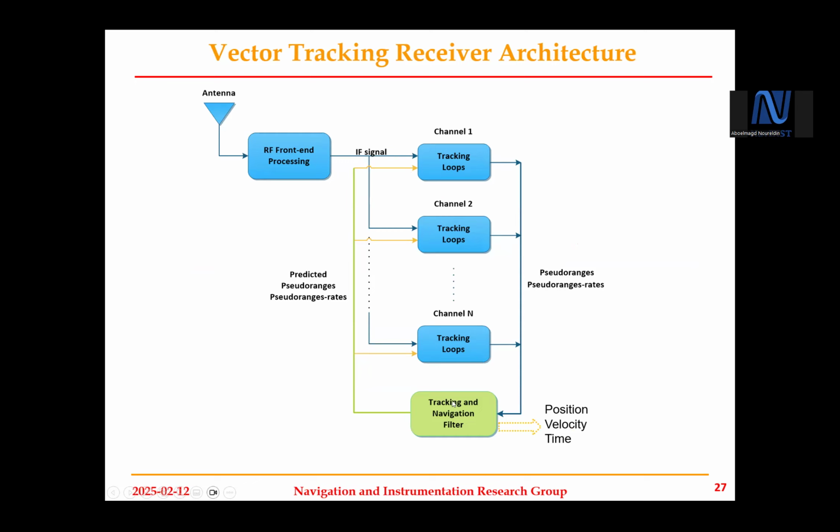Like you see, we shifted this block a bit earlier. What does this mean? We still compute the navigation solution at this block here. However, we merge somehow the tracking and the navigation in one Kalman filter. This is a centralized structure. How do we do that?